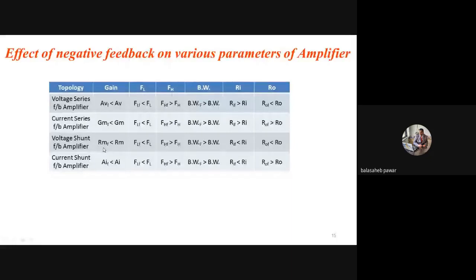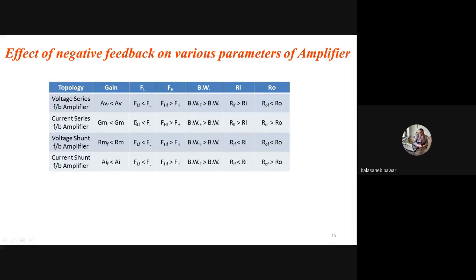And the last one is current shunt. That means the sample taken is current as well as the mixing done is shunt. That means to the basic amplifier, input and output both should be current. That's why the basic amplifier is a current amplifier and its transfer gain is AI. With feedback it is denoted by AIF, and without feedback it is simply AI. So AIF is less than AI.